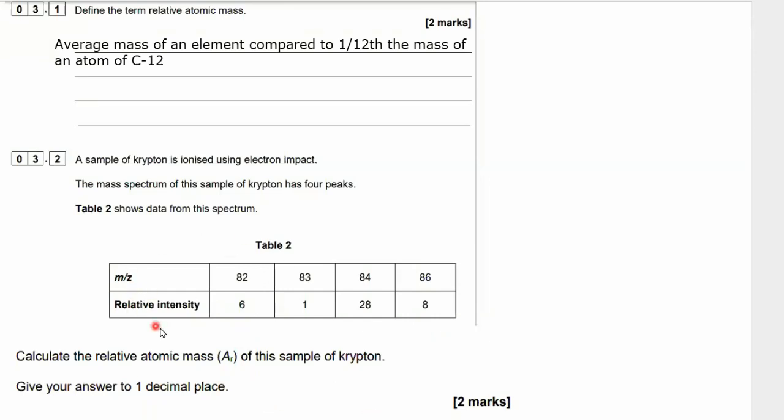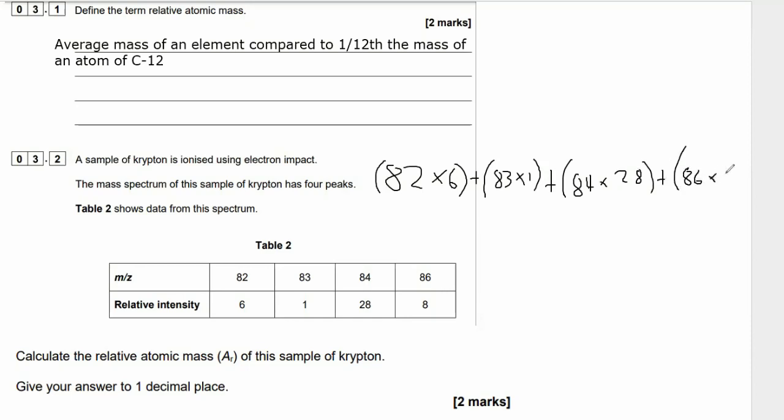We have the m/z ratio, which is equivalent to the mass, and the relative intensity. Remember from GCSE, we called this the relative abundance. So we simply times the m/z of each isotope by its relative intensity, add them all together to get the sum, and divide by the total relative intensity. The big mistake people make here is they sometimes divide by 100, but of course in this case we only need to divide by 43. 1 plus 28 plus 8 plus 6, and that gives us 43.